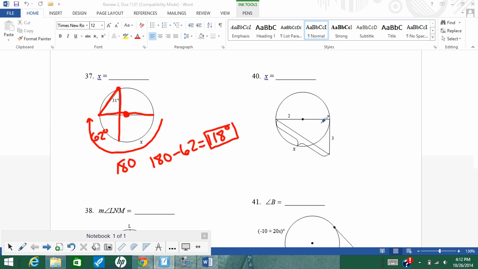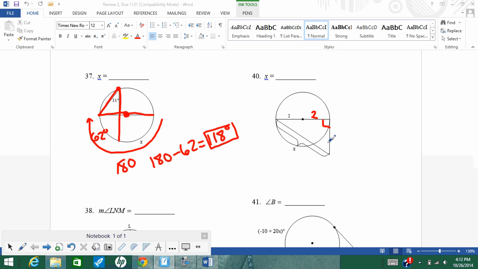I'd like to do number 40 as well. I have this tangent segment here. I have this secant segment, and I have a diameter, a chord. This guy is 3. A tangent and a diameter make a right angle. This radius is 2, so that means this radius is 2. The whole diameter is 4.